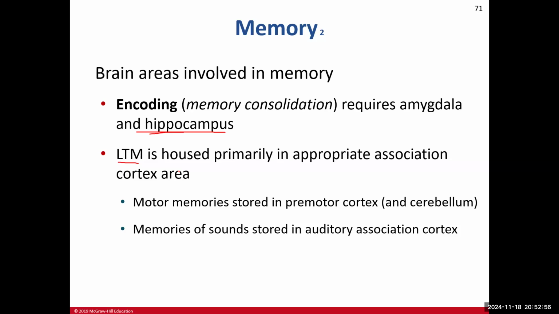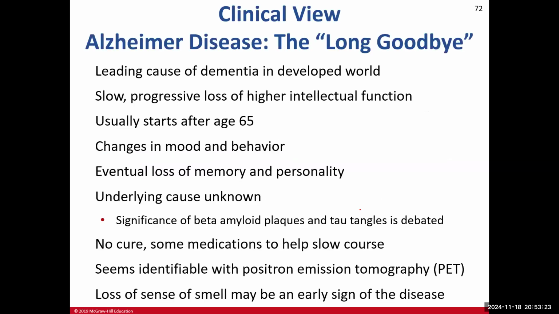What this statement here says is that long-term memory is housed primarily in the appropriate association cortex. That means visual memories get stored back in the occipital cortex. Hearing memories get stored in the temporal lobe. Motor memories will be stored in the premotor cortex. So you have certain areas for certain types of memories, and when you go through that encoding process, that's where you're going to lock it in. You're going to lock it into those specific areas.